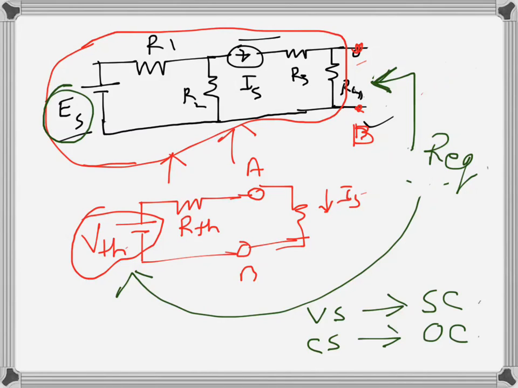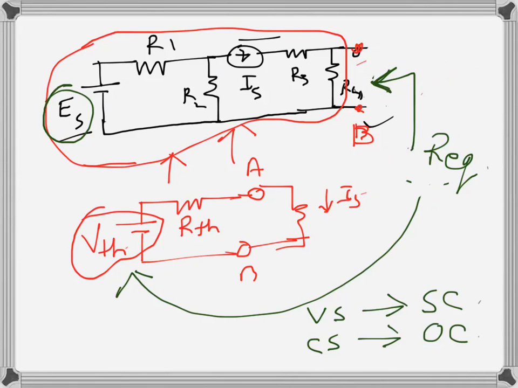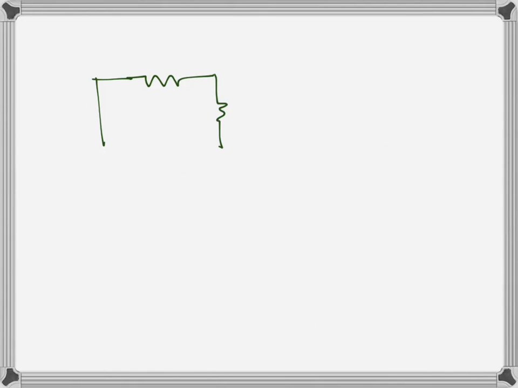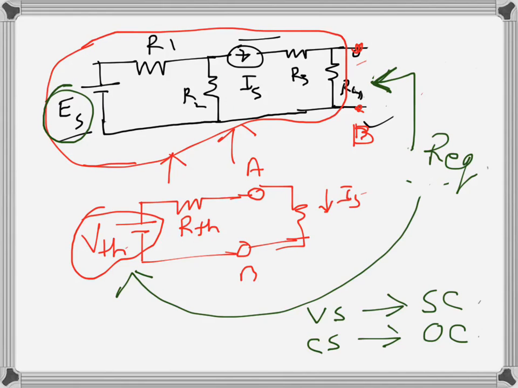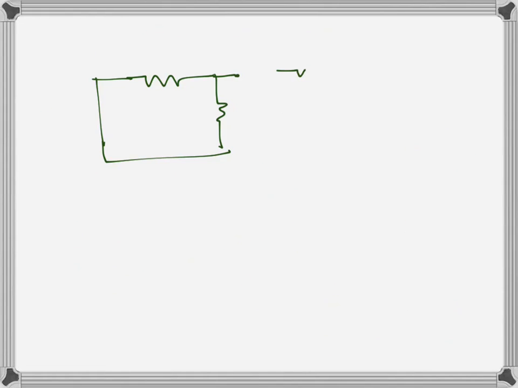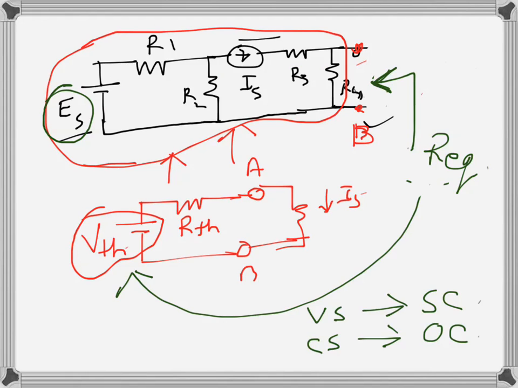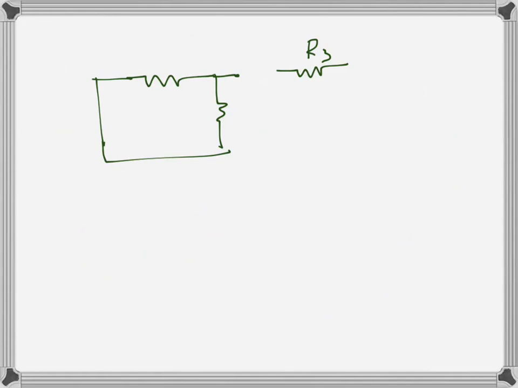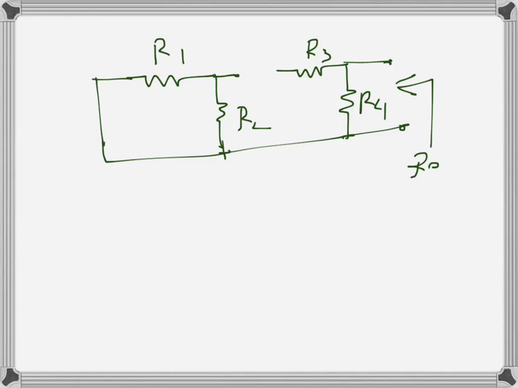So what will happen, I can redraw this circuit once it's made inactive. So this is there, this is there, and this R2 will be there, and this current source will be open now, so we will have an open there, and then this one is R3 and then R4, so R3 is there, R4 will be there, and this is our A and B, so R4 there, R1, R2, so we just need to find the equivalent resistance here.